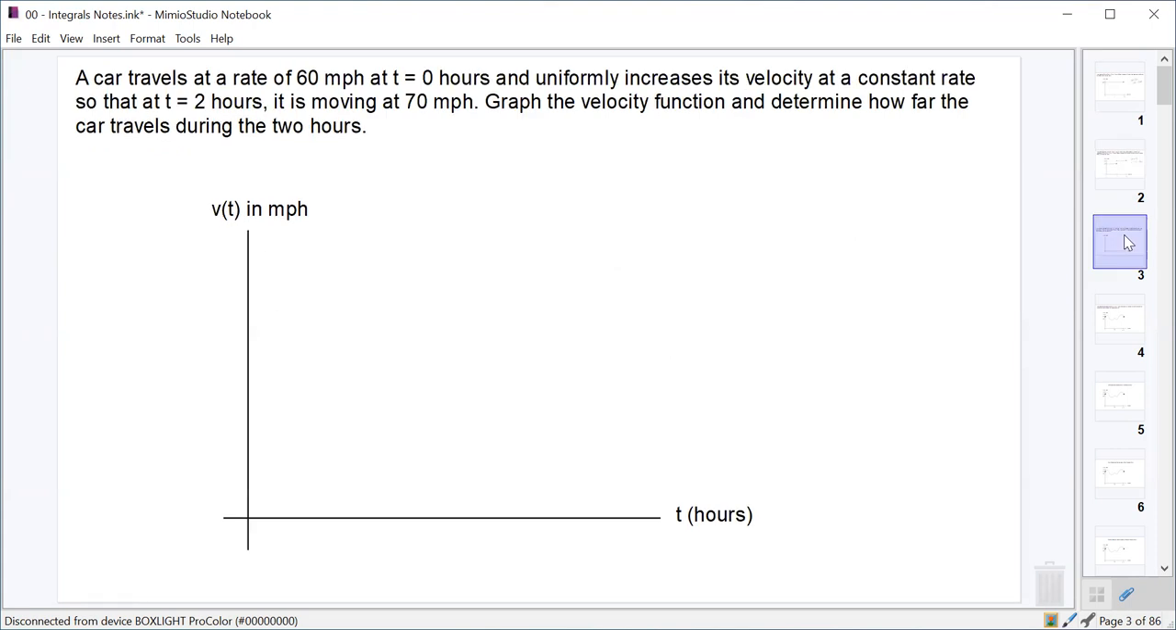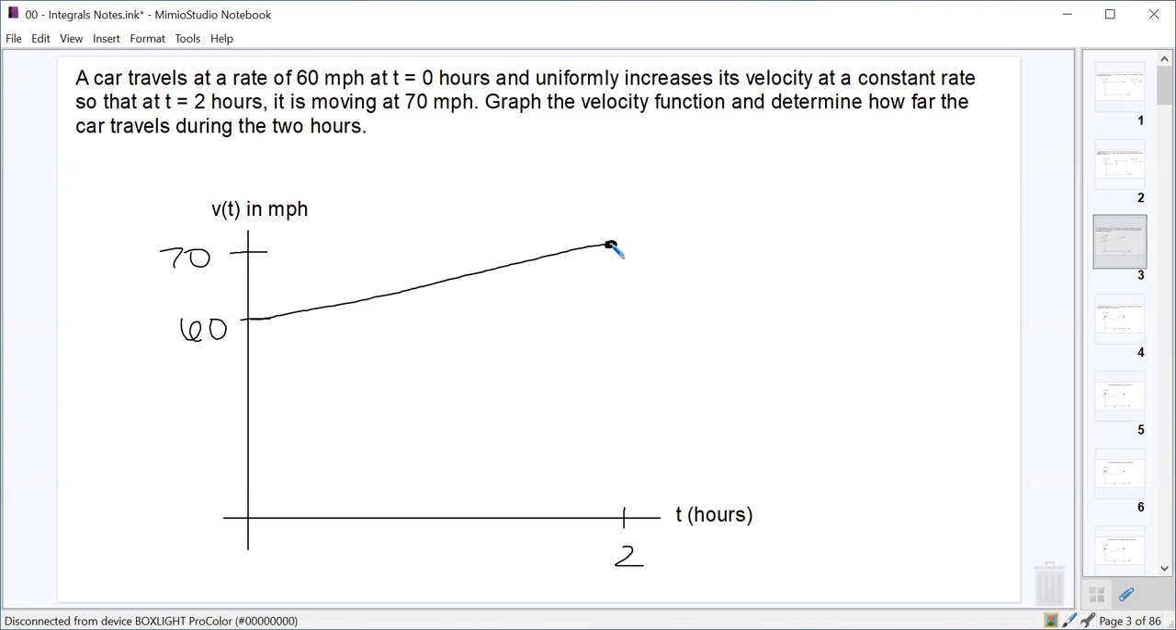Now I've got a car that's really good at accelerating at a constant rate. So I'm going to start at 60 miles an hour, and I'm going to finish at 70 miles an hour after exactly 2 hours. And I'm not going to have any change in my acceleration. My velocity is going to increase at a constant rate. So that's supposed to be a linear piece of my function here from t equals 0 to t equals 2. And so now the question is, how far did I travel during those 2 hours?